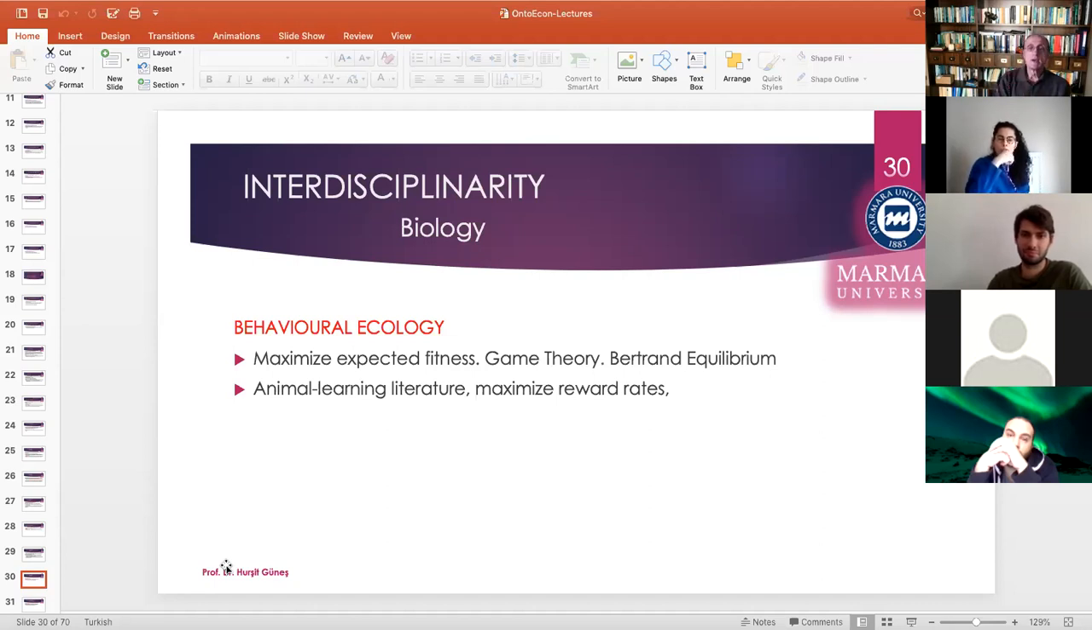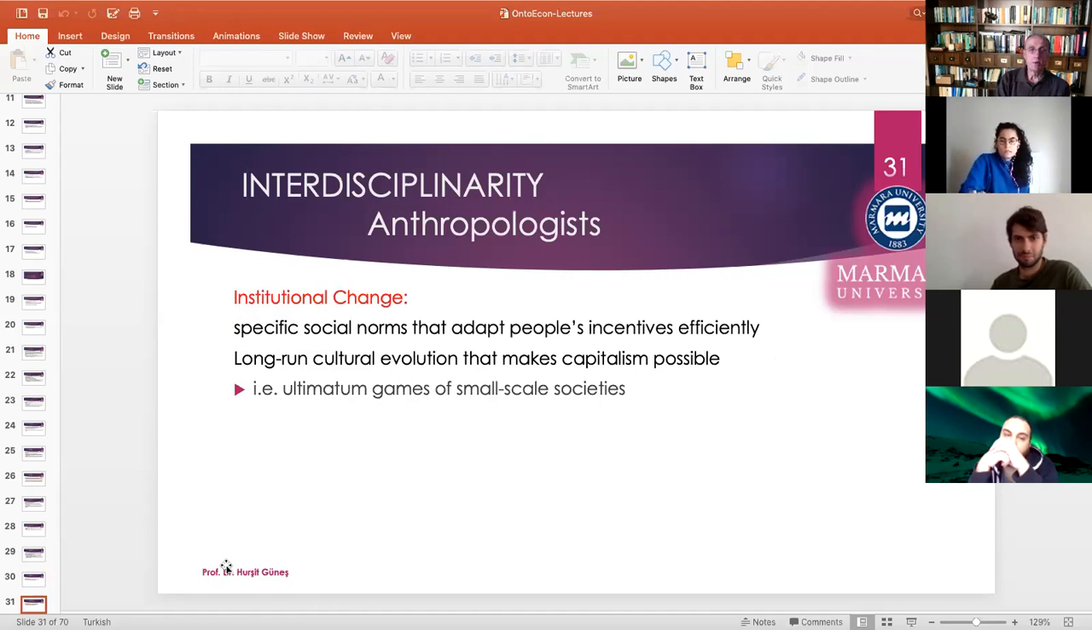So we put three areas of multi- or interdisciplinarity in economics: psychology, sociology, and biology. There's also another one, anthropology. But which anthropology are we talking about? There are two types of anthropology: social anthropology and classical anthropology. Here we're talking rather about social anthropology. So we talk about institutional change, for example. Specific social norms that adapt people's incentives efficiently. Long-run cultural changes, evolution that makes capitalism possible. Ultimatum games of small-scale societies.